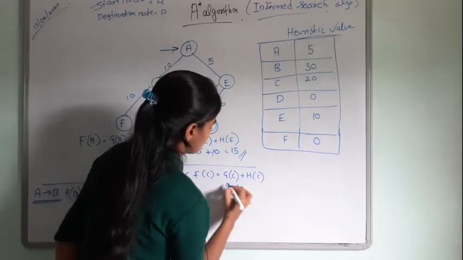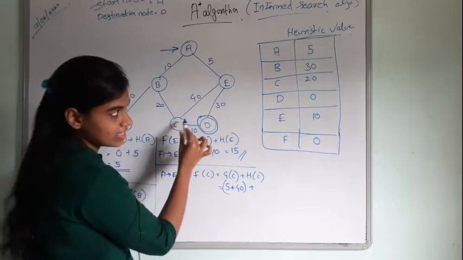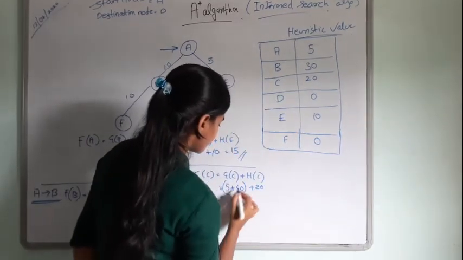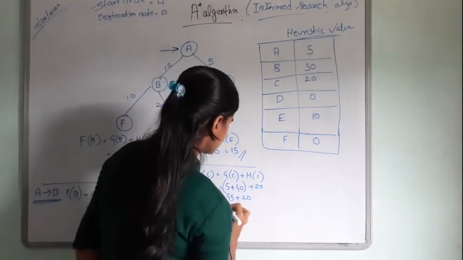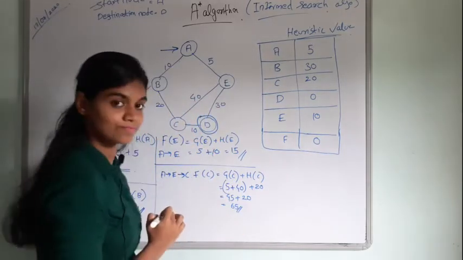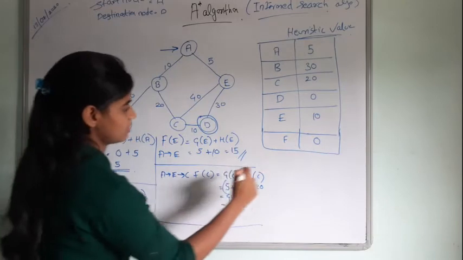5 plus 40, plus the heuristic function of this c, which is how much? 20. So how much will we get? 40 plus 5 is 45, and 45 plus 20 is 65. This is for A to E to C.